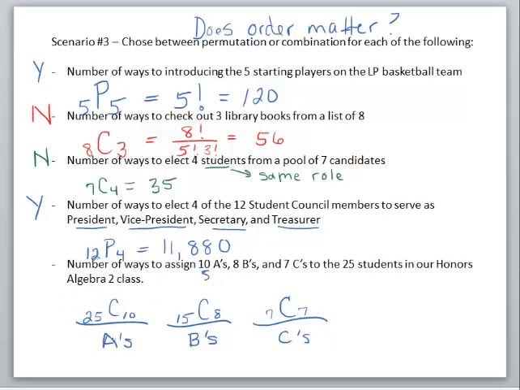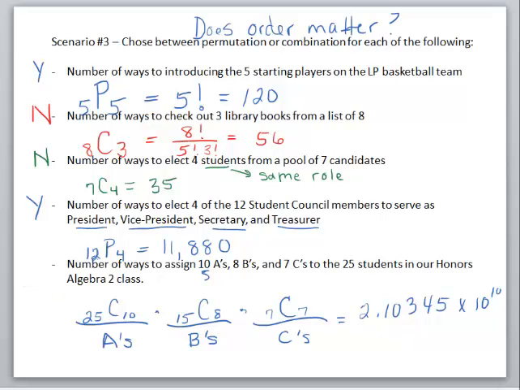Well, if this is the number of ways to get A's, and this is the number of ways to get B's, and this is the number of ways to get C's, then I want to multiply these based on our counting principle. If I multiply all of these out, I end up getting 2.1034, I'll round, 5 times 10 to the 10th. Okay? That is a significant number of ways in which I can just assign grades randomly to the 25 students that are in our honors class.